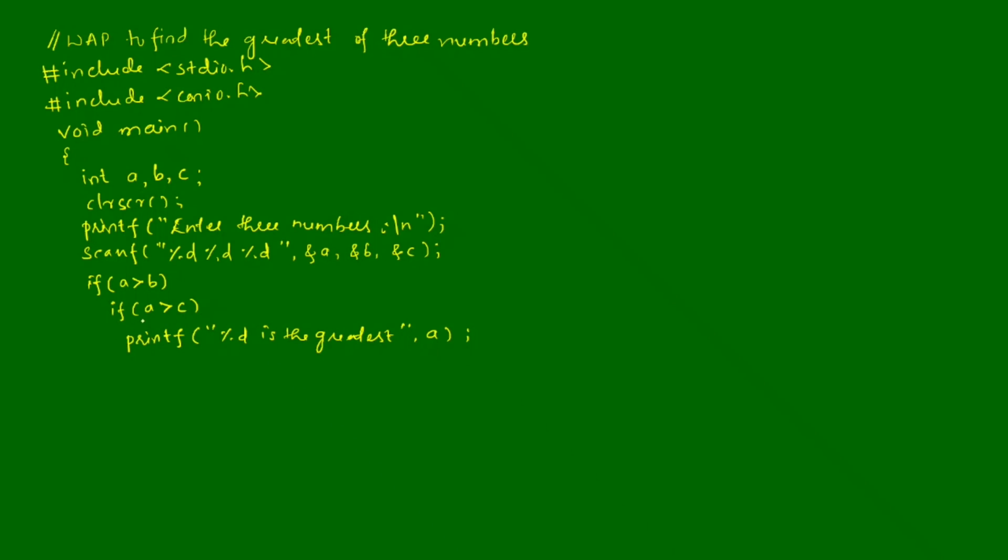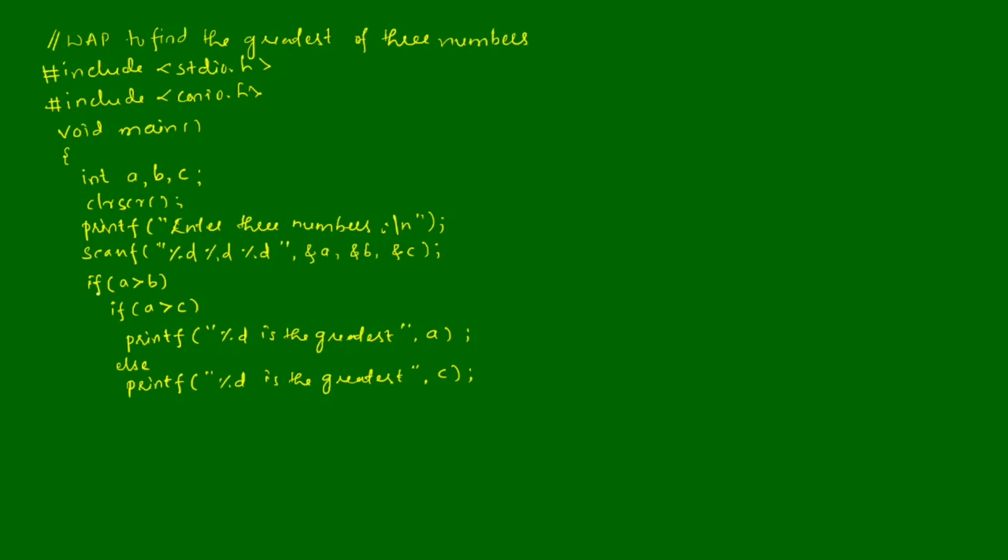What is going to happen if A is not greater than C? Then the else part, printf C is largest, we have to print, correct? So here I'll write in double quotation marks, %d is the greatest. End the double quotation mark, put a comma, and here I have to write C.